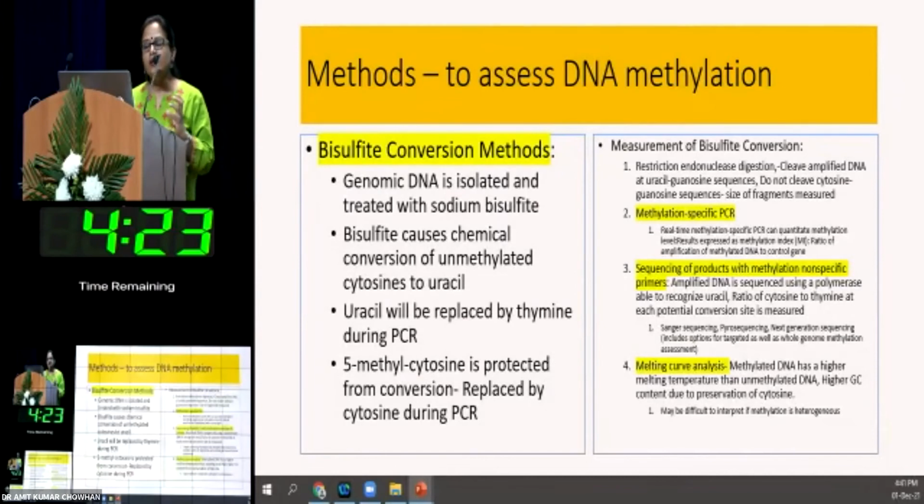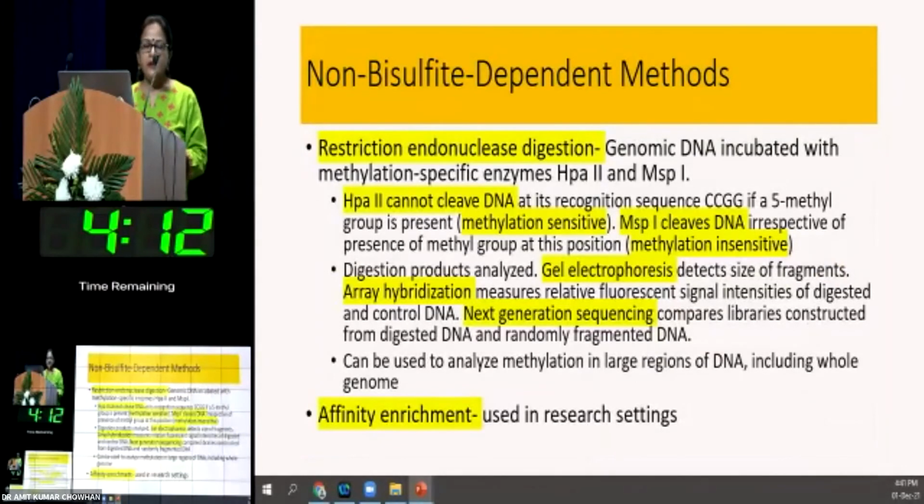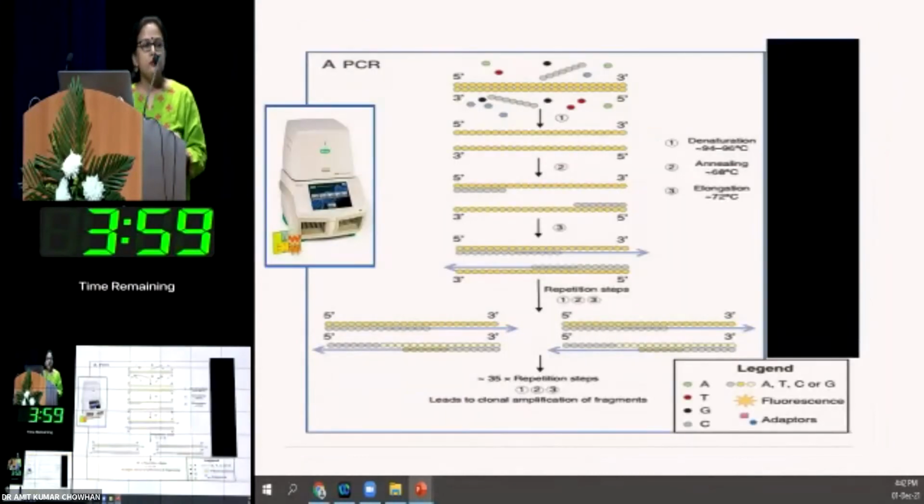After you get the product of bisulfite conversion, you can detect it by methylation specific PCR, sequencing, or melting curve analysis. Non-bisulfite dependent methods are also there, and the need for these is that bisulfite conversion is a difficult thing to do. So there are restriction endonuclease digestion and affinity enrichment methods available, but they are not very commonly used. Now coming to PCR.